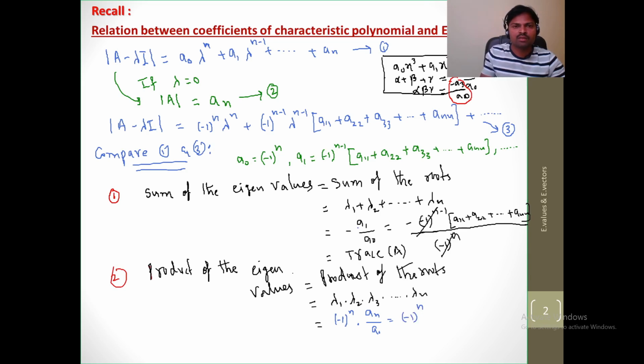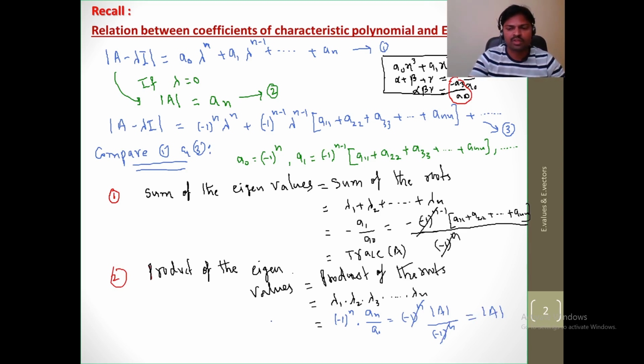Now what is an? Look at equation number 2. From 2, an is nothing but the determinant of A. This is equation number 2, divided by what is a naught? The a naught value is minus 1 whole to the power of n, to get the comparison of coefficients. So these two cancel out. Finally I got the determinant of A. So that is nothing but the product of the eigenvalues. This is what we have done in the last class.